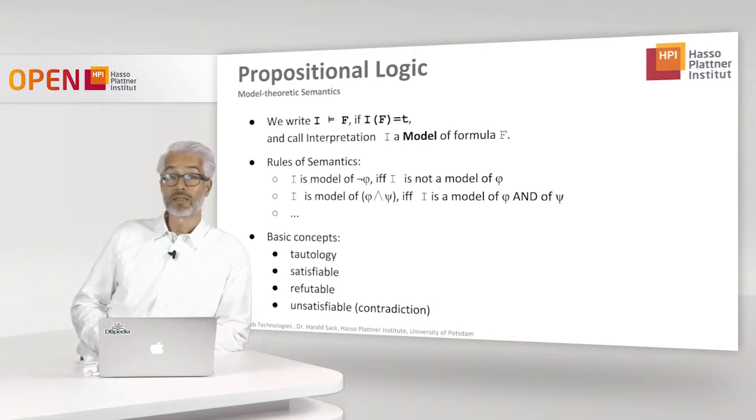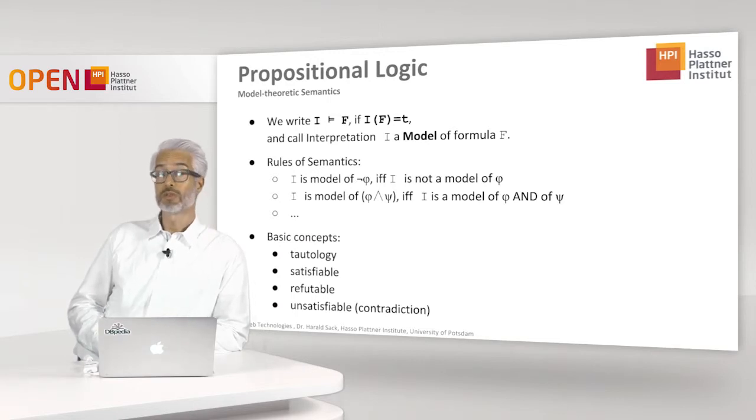Or when is a formula satisfiable? Simply if an interpretation exists which is a model, which means there is an interpretation which computes to true. And on the other hand, a propositional formula is refutable if there exists an interpretation which computes to false. So if there exists an interpretation which is not a model.